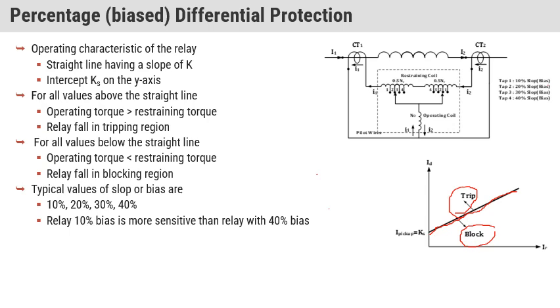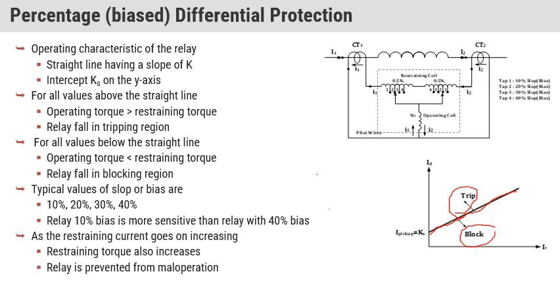The typical values for slope or bias are 10%, 20%, 30%, and 40%. A relay with 10% bias is more sensitive than a relay with 40% bias. This is a very important thing to keep in mind. As the restraining current goes on increasing, the restraining torque also increases, and the relay is prevented from maloperation. This is how we solve the problem that occurs in simple differential protection.